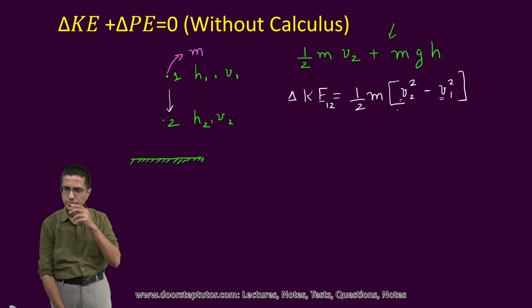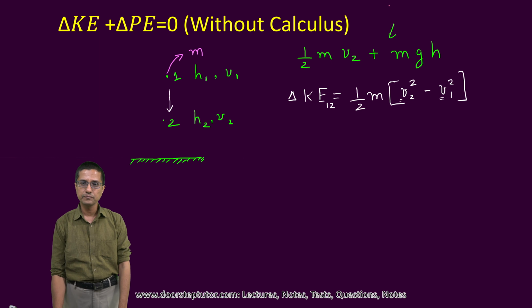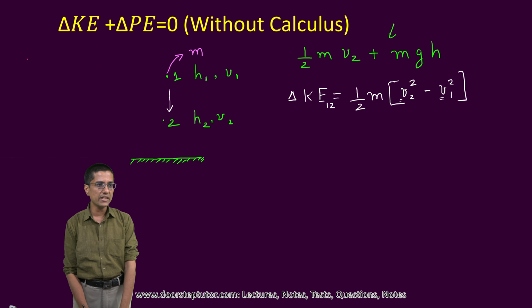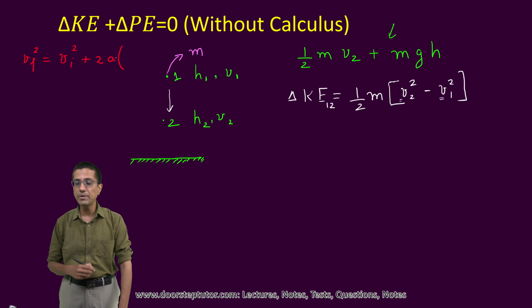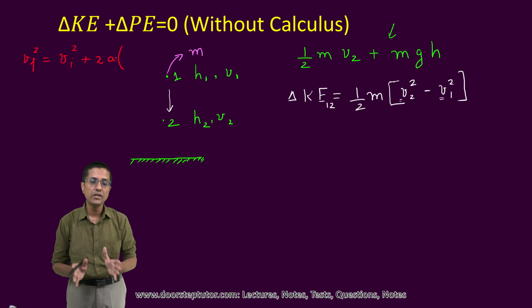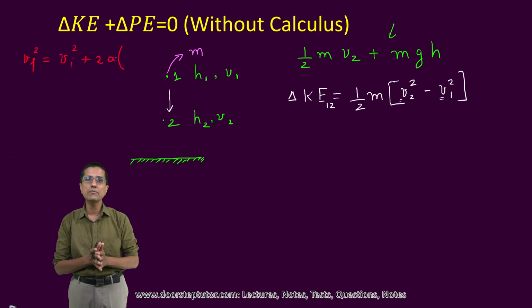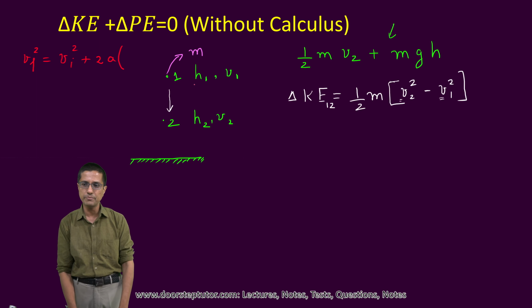Let's try to see what that equation looks like. That equation is actually very simple. It's not difficult at all. The third equation of motion says: Vf squared, that is the final velocity squared, is equal to the square of the initial velocity plus 2 times acceleration, and in brackets, distance. So it expresses the velocities in terms of acceleration and displacements.